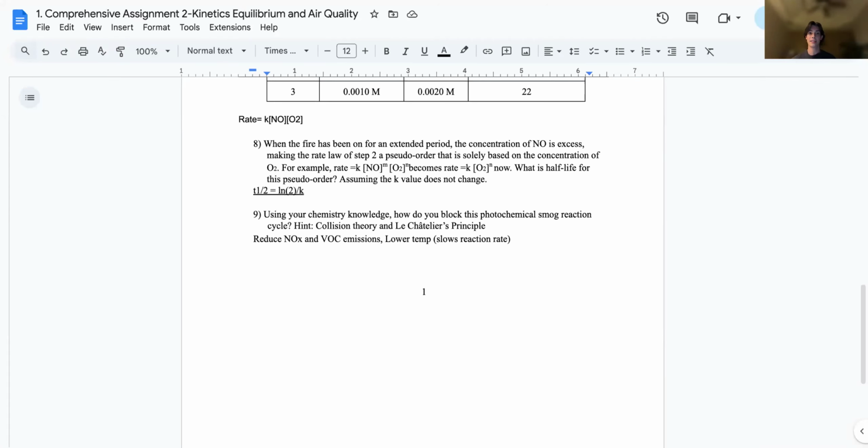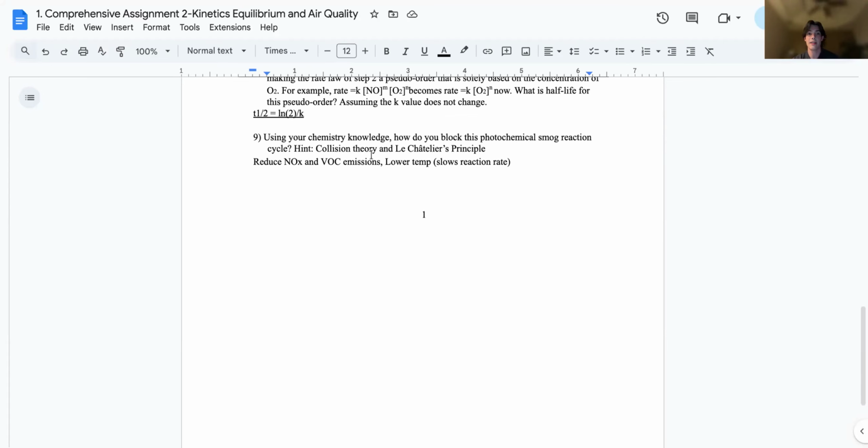And then for number 8, the half-life. The half-life is just the formula ln2 divided by k.